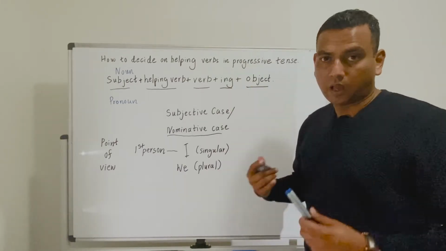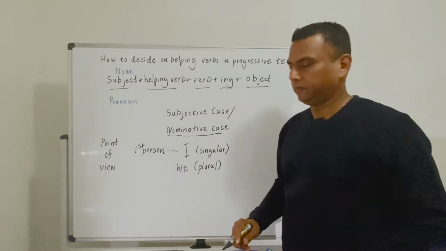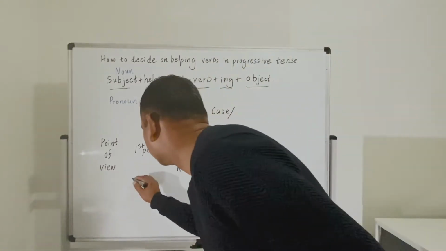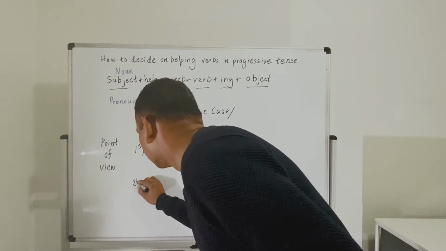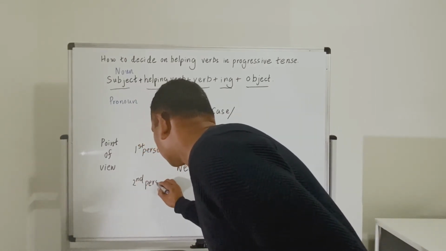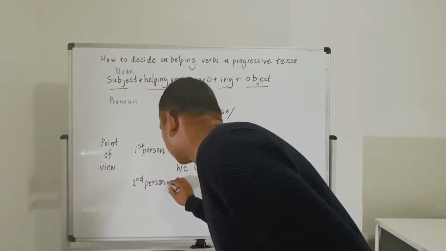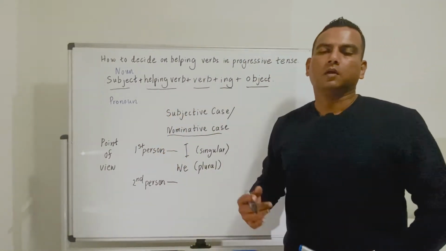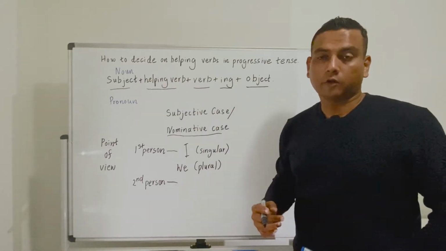So including I, that is we. Okay. Then you have the second person. Second person, under second person. So then who is in front of you?